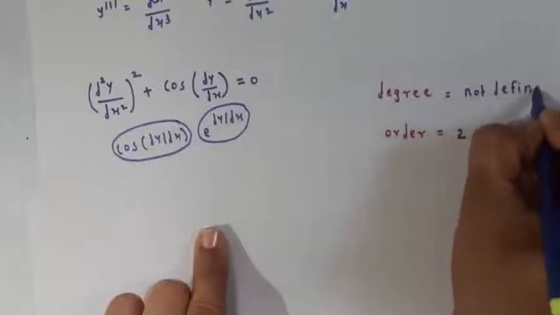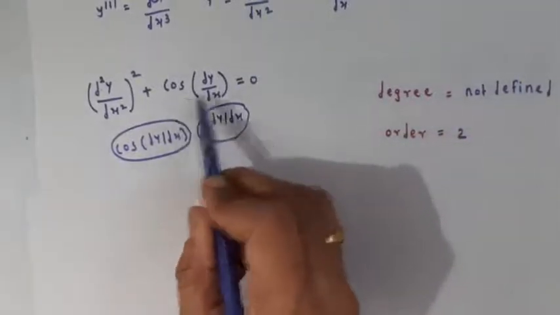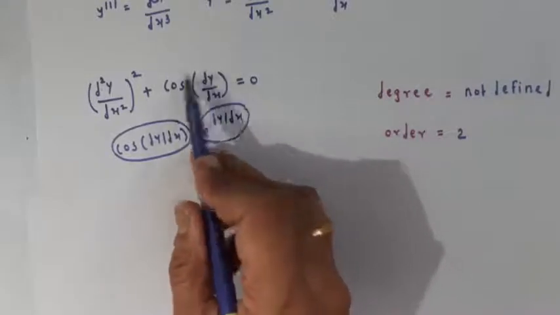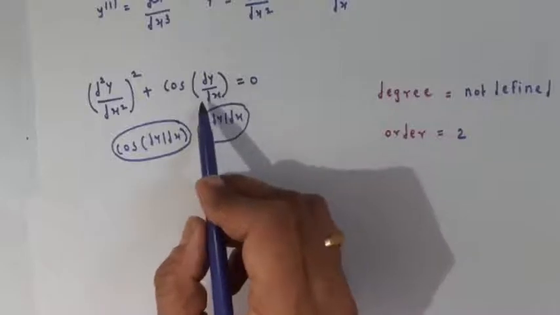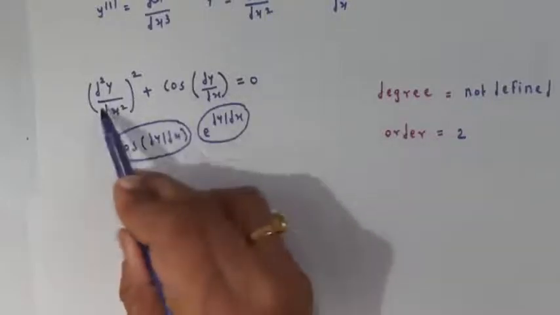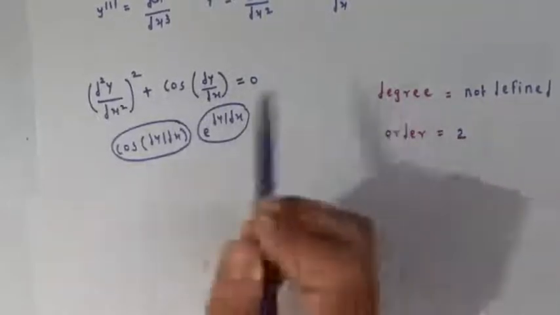We can't define the degree because this cos dy by dx, we can't express it in the form of a polynomial. Therefore the order is 2 but we can't define the degree.